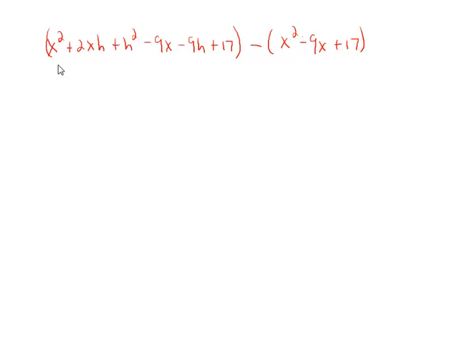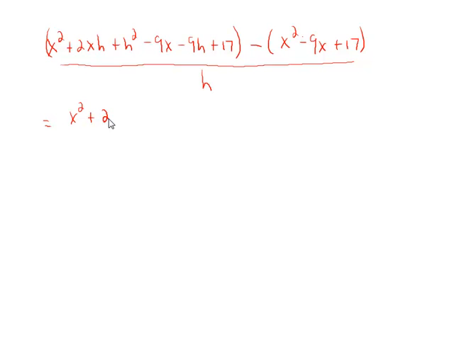So f of x plus h, again, is x squared plus 2xh plus h squared minus 9x minus 9h plus 17, minus the original function, f of x, which was x squared minus 9x plus 17, and this all goes as the numerator over a denominator of h. Distribute that negative sign through.